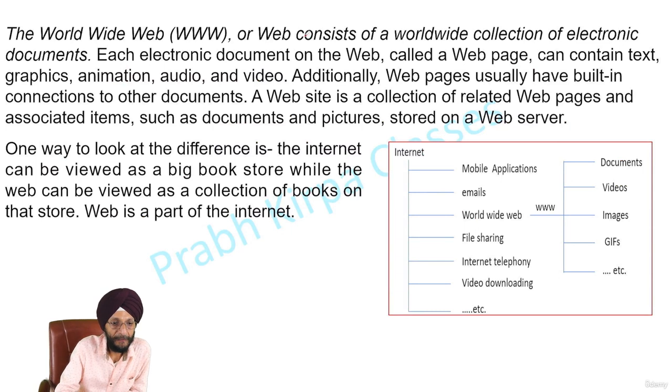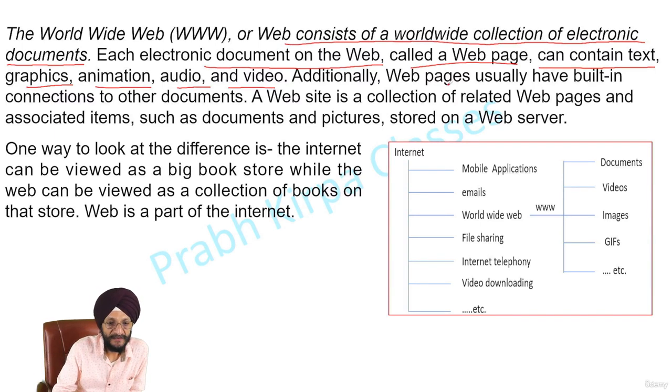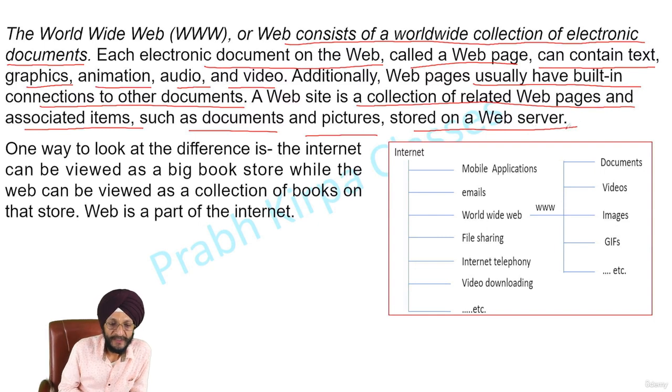The World Wide Web, or web, consists of a worldwide collection of electronic documents. Each electronic document on the web, called a web page, can contain text, graphics, animation, audio, or video. Additionally, web pages usually have built-in connections to other documents. A website is a collection of related web pages and associated items such as documents and pictures stored on a web server.